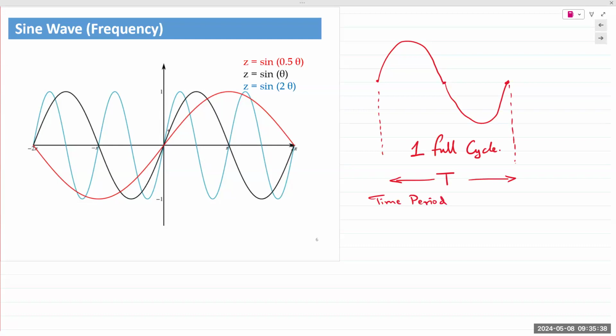Time period or just period of the waveform. Lowercase t is the variable, right? Function of time. Uppercase T stands for the time period of that waveform.